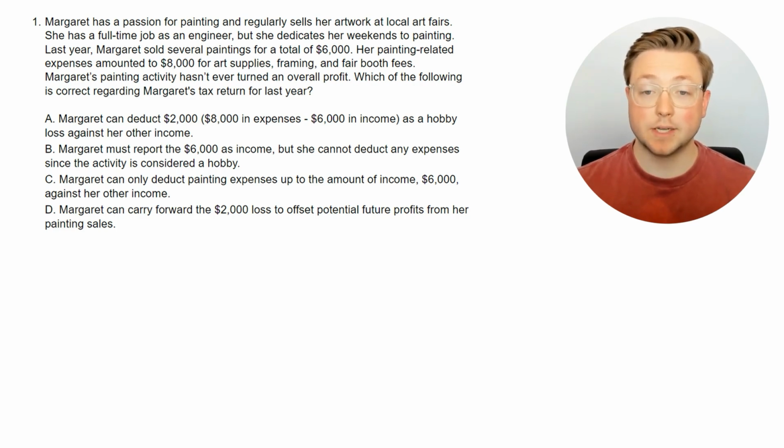Margaret has a passion for painting and regularly sells her artwork at local art fairs. She has a full-time job as an engineer, but she dedicates her weekends to painting. Last year, Margaret sold several paintings for a total of $6,000. Her painting-related expenses amounted to $8,000 for art supplies, framing, and fair booth fees. Margaret's painting activity hasn't ever turned an overall profit. Which of the following is correct regarding Margaret's tax return for last year?